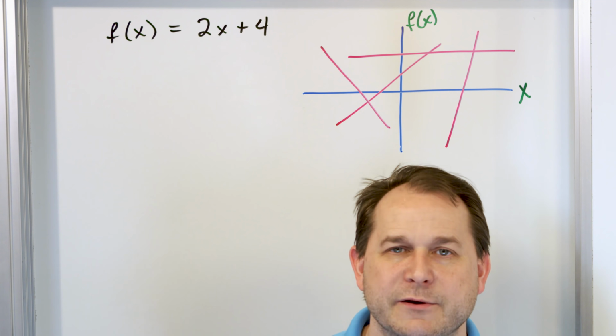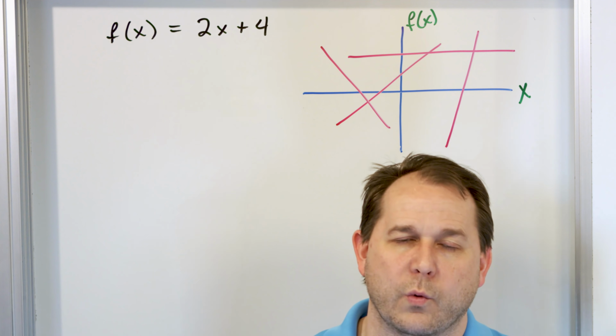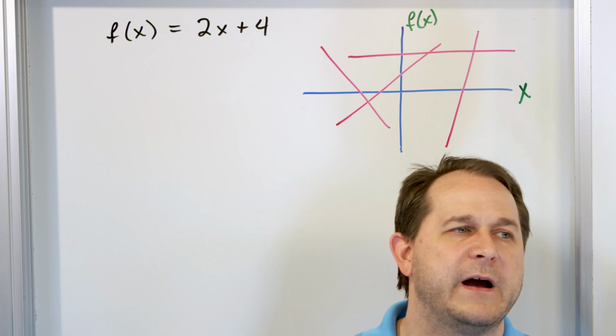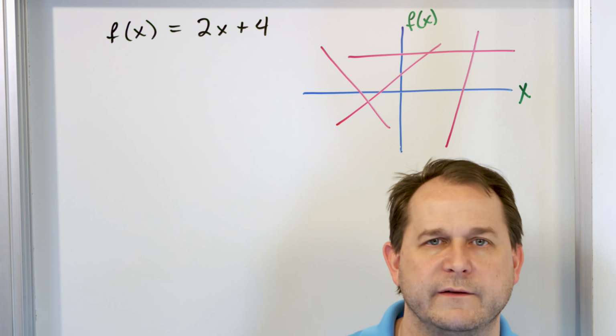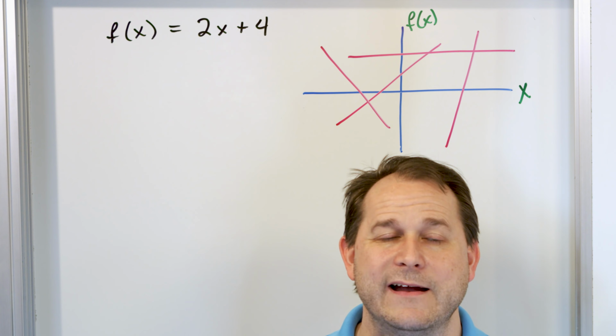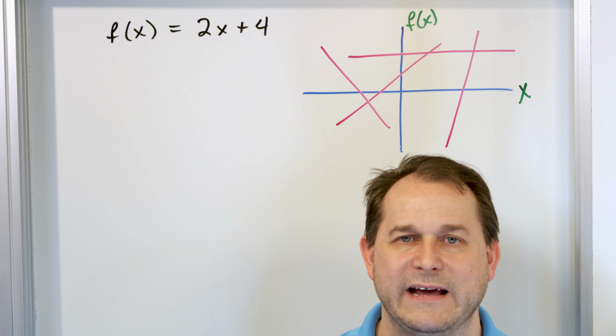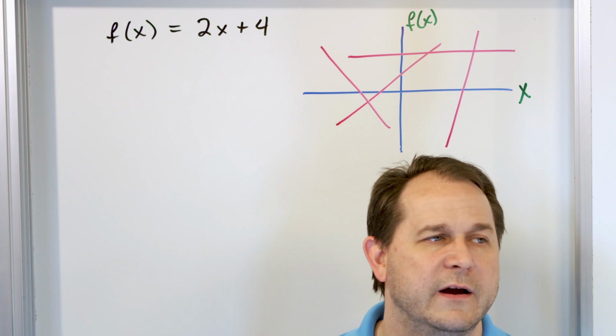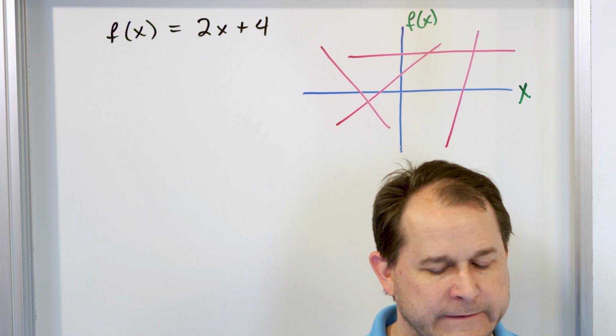Now, synonymous with the word zero is the word root. Most of the time, it'll say find the roots of the polynomial, find the roots of this line, find the roots of this equation. And in your mind, you need to translate that means they want to know where it crosses the x-axis, which is where the zeros are. Same exact thing, different wording.